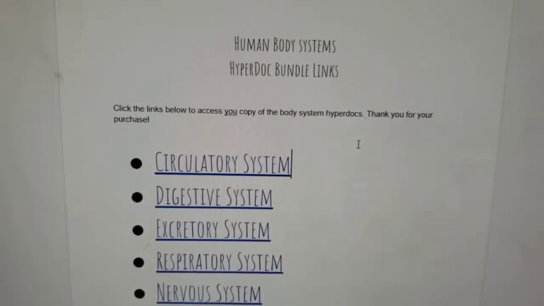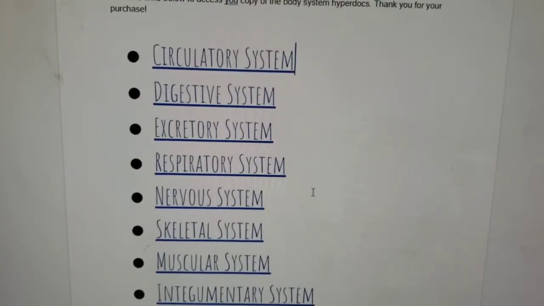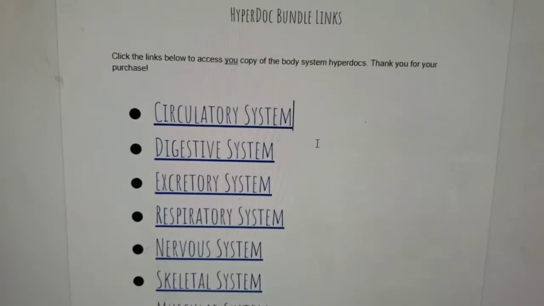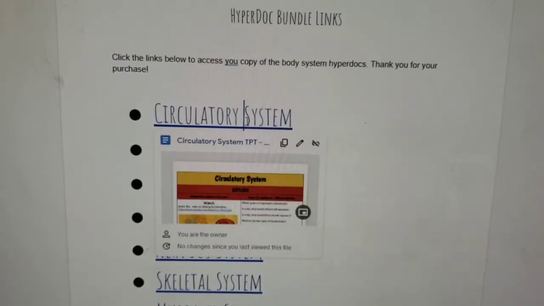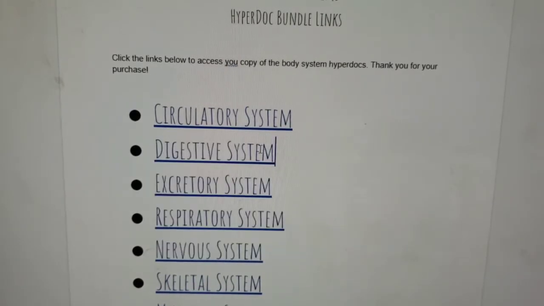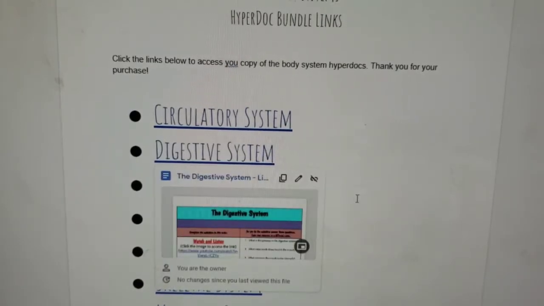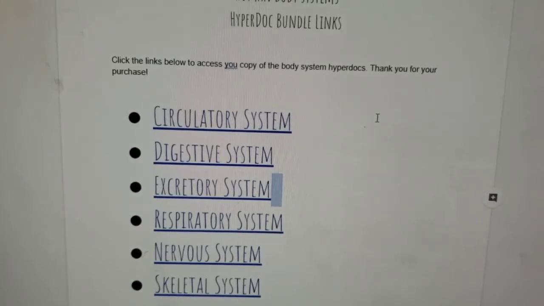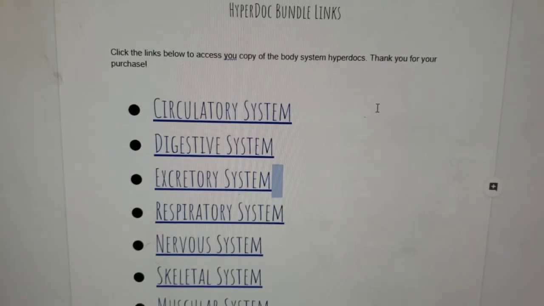When you purchase the Hyperdoc bundle, this is what you get. You actually get a Google Doc that has links to all of the other Hyperdocs in the bundle. So when you click on circulatory system, it'll give you a preview of that Hyperdoc. Digestive system, it's the same. And when you click on them, they will automatically make a copy and put that in your Google Drive. So you've got a copy of the bundle links, and then you also get a copy of the Hyperdocs when you click the link to copy them.